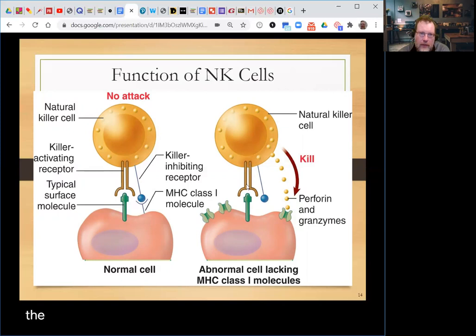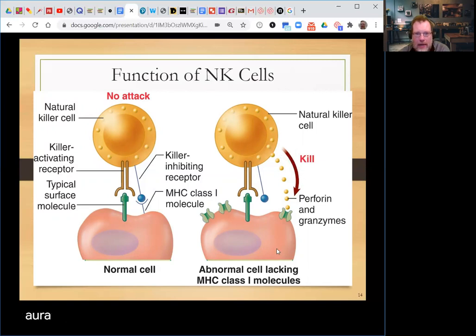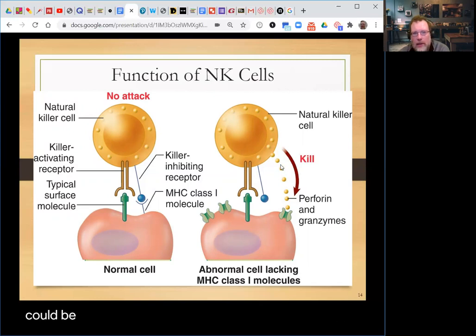We have the killer activating receptor plugging in. We have the killer inhibitor receptor trying to plug in, but there's no MHC class 1 molecule. So what happens? Well, we need to kill or attack the abnormal cell. So this could be a self cell, this could be a foreign cell. Okay, so a chemical is going to come in called perforin. Perforin means to perforate. So we're going to perforate that.